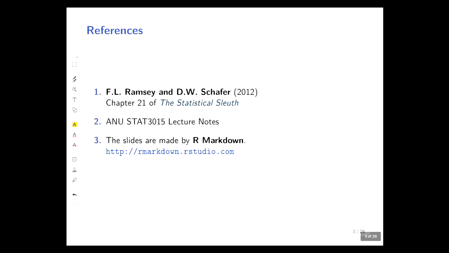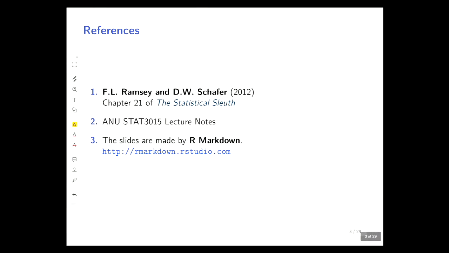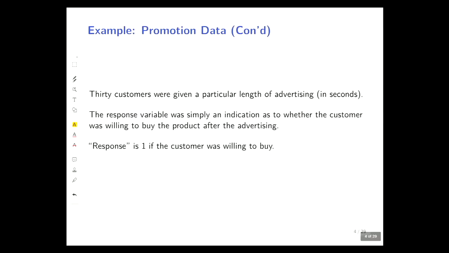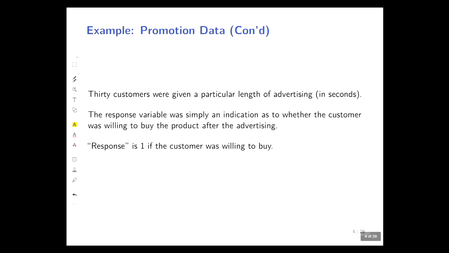Okay, so let's talk about our motivating example directly. This example has been used in the binary logistic regression model. Here we consider that we have 30 customers, and a company gives a particular length of advertising to these 30 customers. And then the company will see the response of the customers.